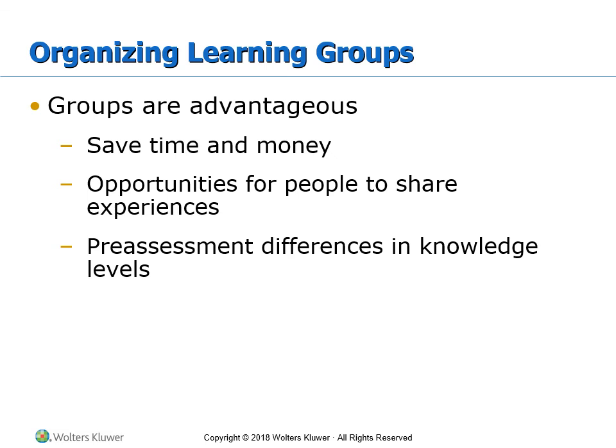And then lastly, looking at learning groups. So groups can be advantageous, from a cost and efficiency standpoint, but also for more complex information, it allows for opportunities for people to share their experiences. And so we talked about that adaptation, that origination. You're finding out how other people did things, how they mastered a task. And looking at those pre-assessment differences in knowledge levels, if you're putting people in groups, you just have to take into account that some of them may be more advanced, or you create different groups, and so on and so forth.